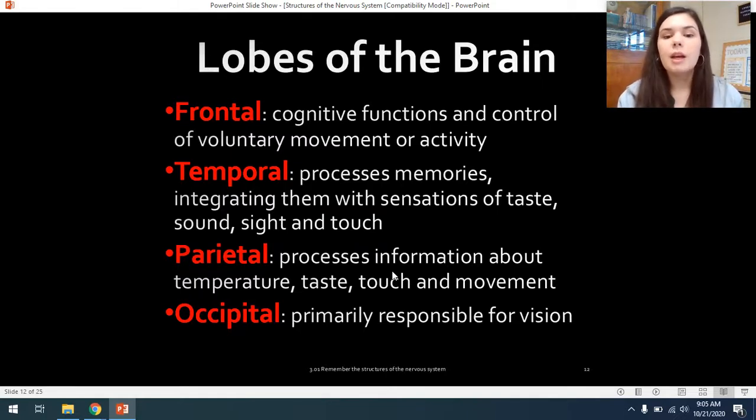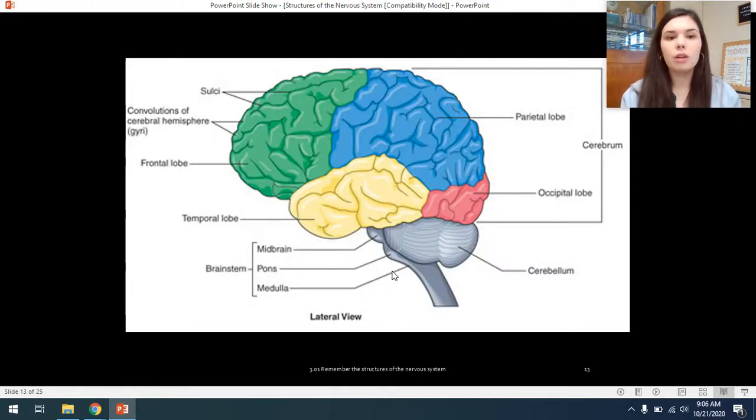Your parietal lobe processes information about temperature, taste, touch, and movement and is able to translate that into usable information. And then your occipital lobe's primary function is to be responsible for your vision. So here's another image of what all of that looks like. As you can see on this diagram, it encompasses the cerebrum, which includes, of course, all 4 of those lobes. It also points out convolutions or gyri, which you can see here, which is also one of your vocab terms, as well as the sulci, which are the little ridges in between the different folds.